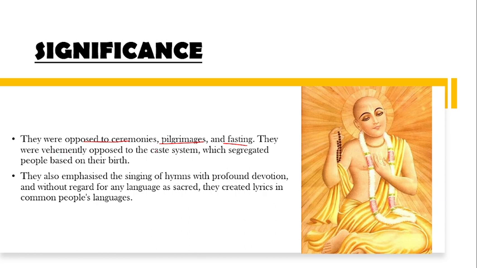They were vehemently opposed to the caste system, which segregated people based on their birth. They also emphasized the singing of hymns with profound devotion and without regard for any language as sacred. They created lyrics in the common people's language.